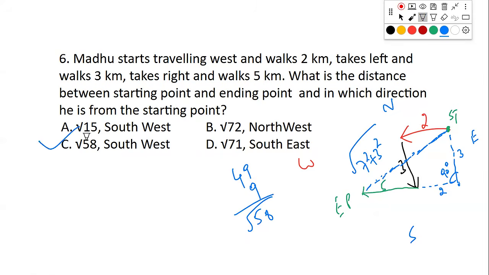So obviously you can mark C, but he's asking which direction from the starting point. So obviously from the starting point to the ending point, you can put an arrow mark like this, right? This is the direction. So it is between south and west. This is west, this is south. Obviously your answer is southwest.